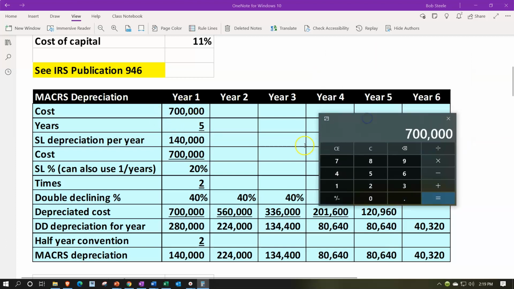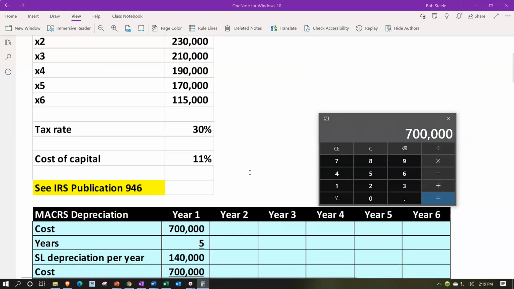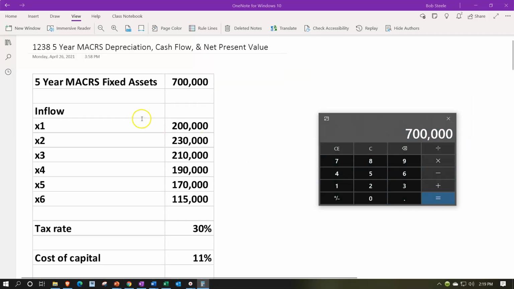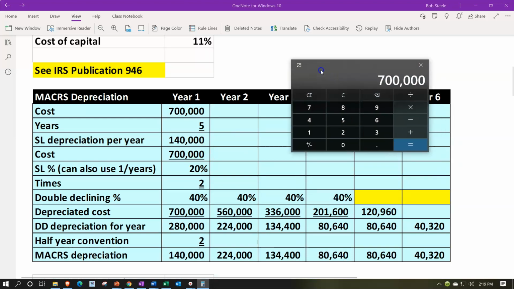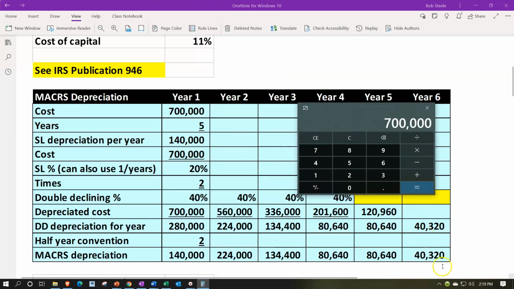Notice it took us 6 years to get there, even though it's 5-year property, because of the half-year convention. So you can think about it as half happening in year 1 and half happening in year 6, although 6 is like a plug because it's the double declining rate that is being used. Also note that we're getting the tax benefit of the cost over the 6 years, even though on a cash basis, we paid for it up front in year 0, the 700,000 was already paid.